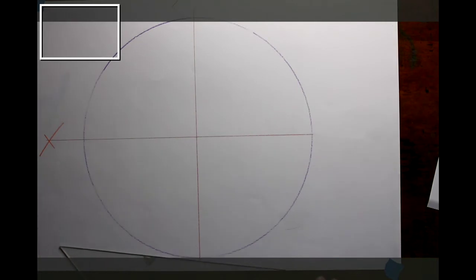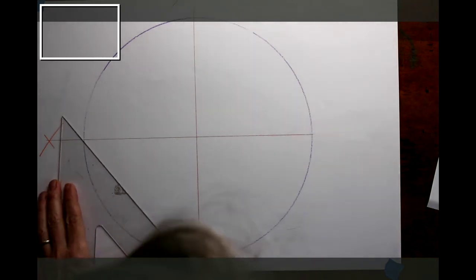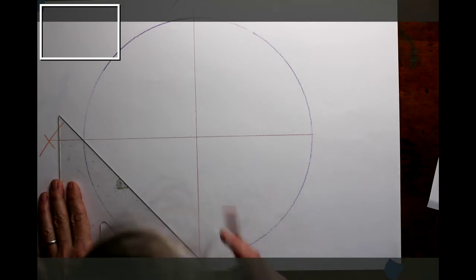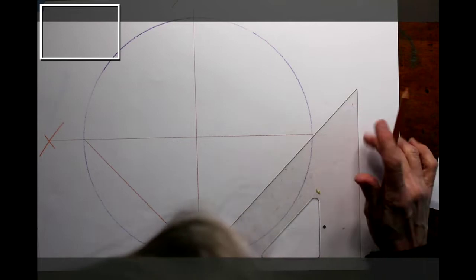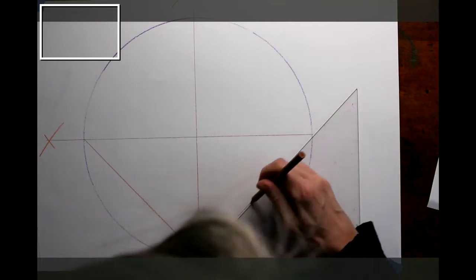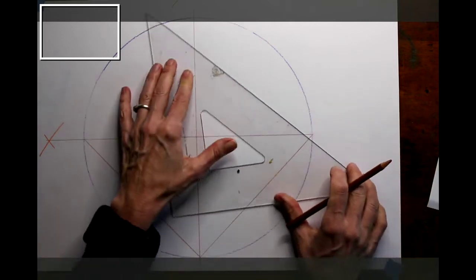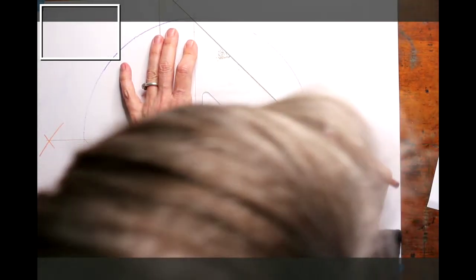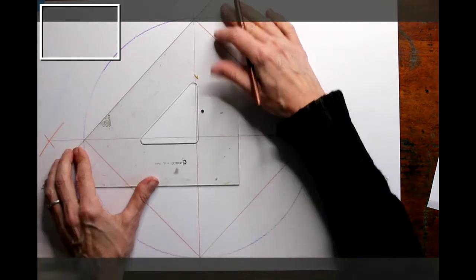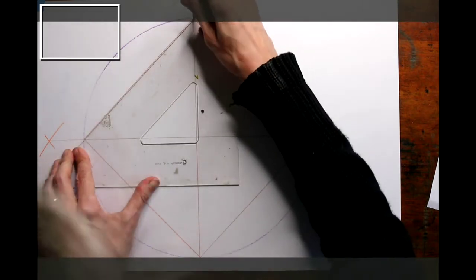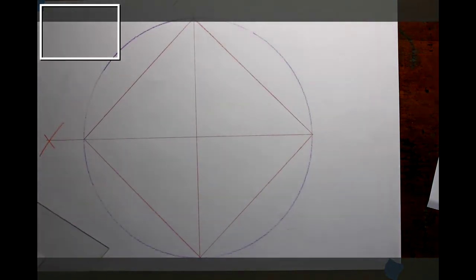Now I'll draw my square within the circle by connecting these 4 corners. Now we have my square within the circle. Like I said, we're looking now to draw a rotational pattern.